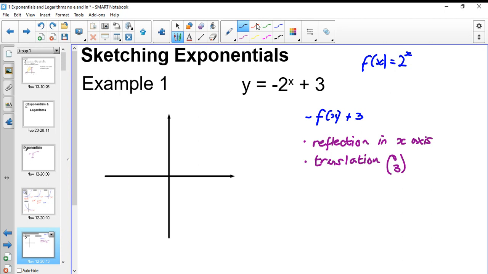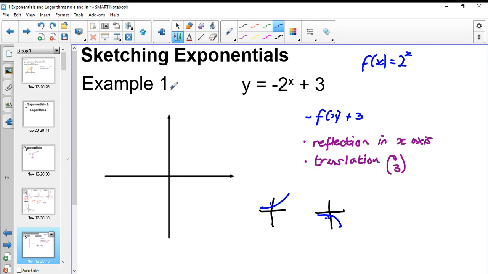Now, if you need to, do a series of little mini ones, just to give you an idea before you commit. So 2 to the x looks like that, going through 1. Minus 2 to the x will look like that, going through minus 1. And the asymptote is still going to be the x-axis. So when you move that up by 3, the whole thing is going to move up by 3.